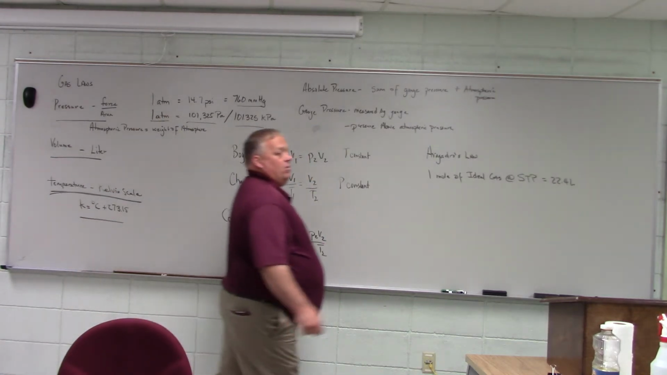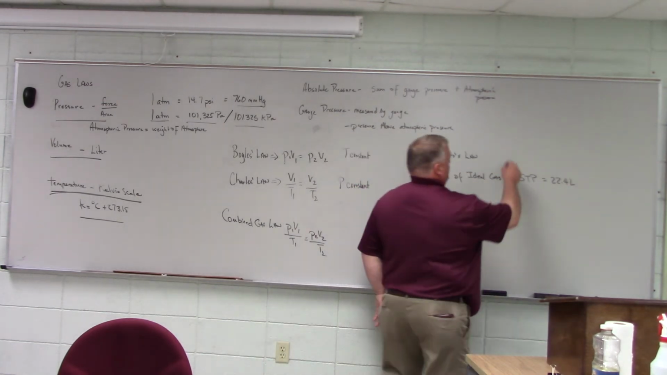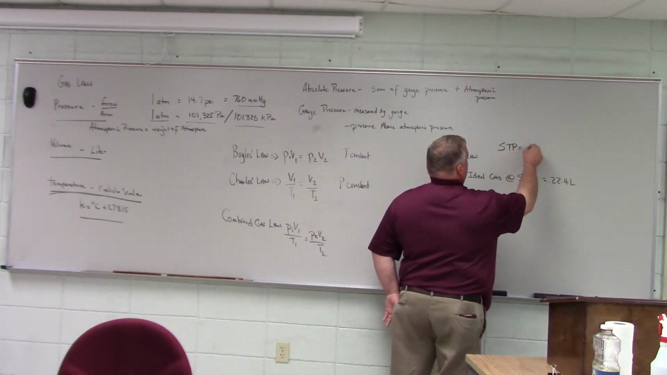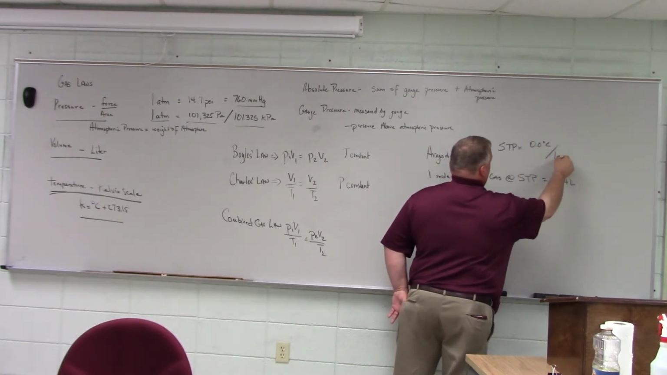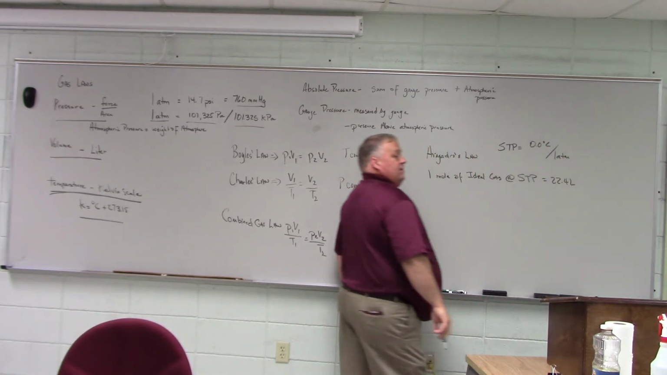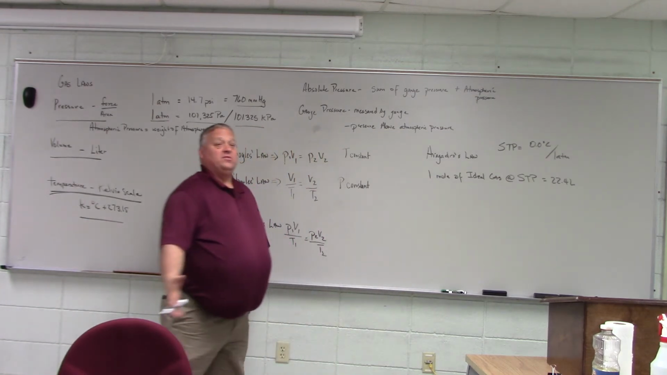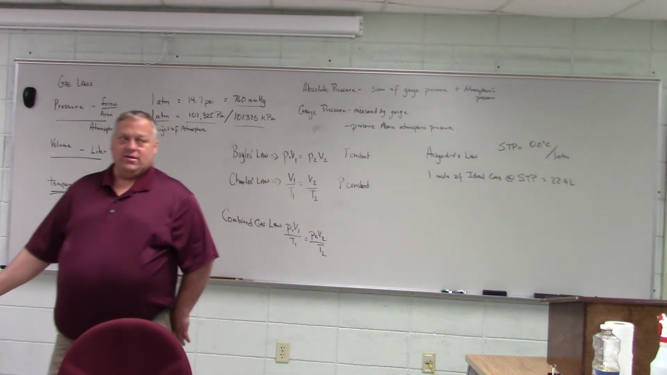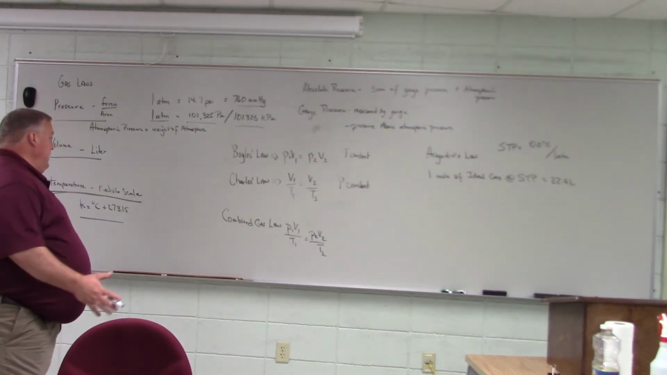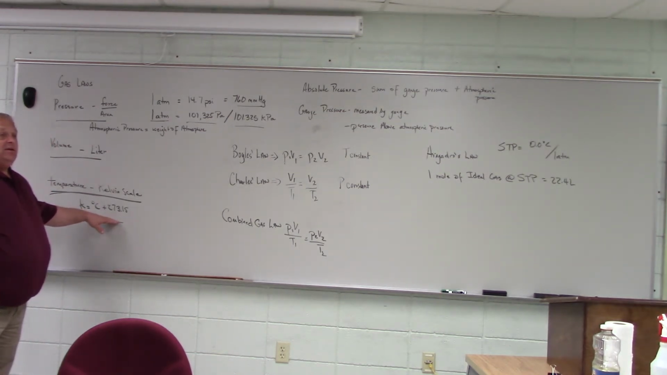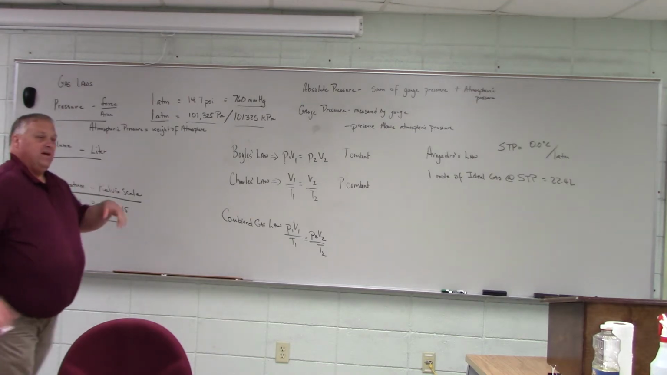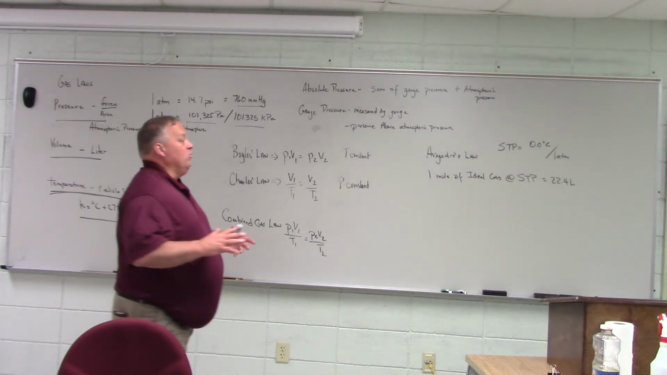Now, we've got to define STP. STP is 0 degrees Celsius and 1 atmosphere of pressure. Now remember, we can't use Celsius as our temperature, so what temperature are we really at? We're really at 273.15 Kelvin and 1 atmosphere of pressure. Kind of a trick question there.